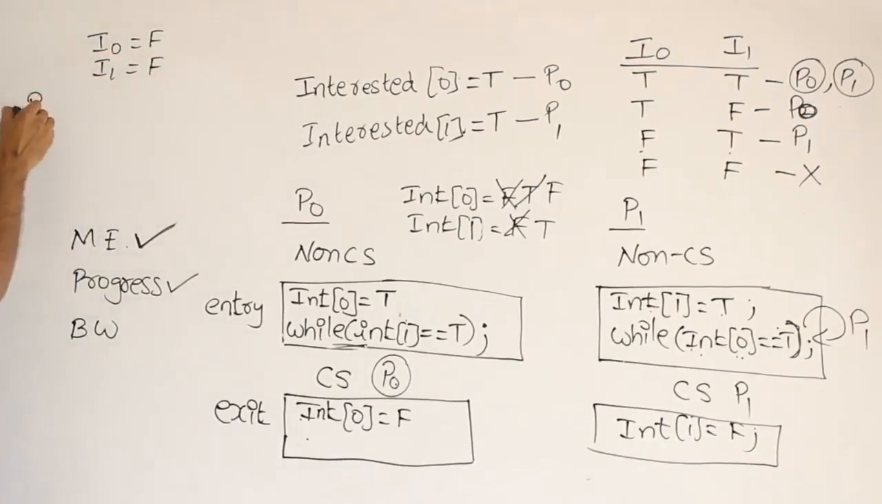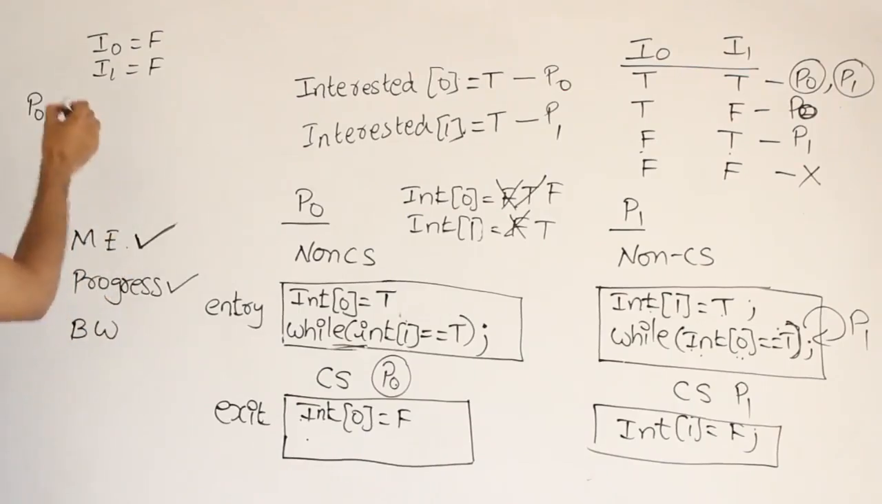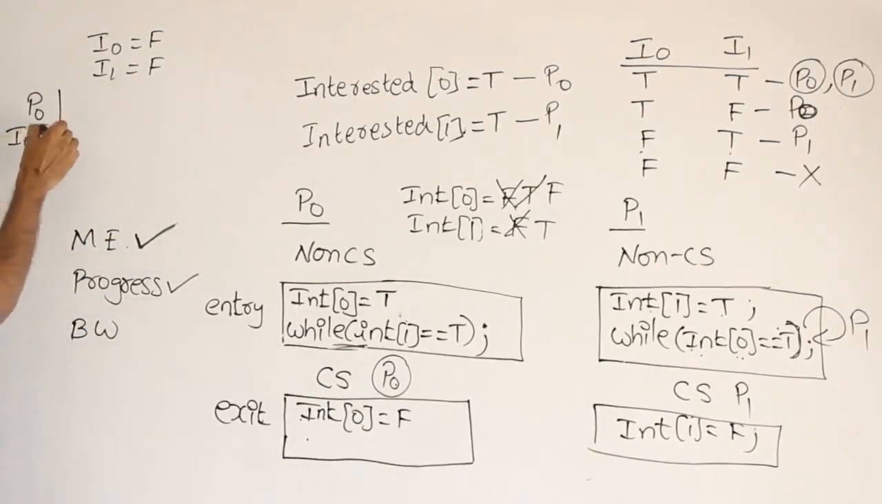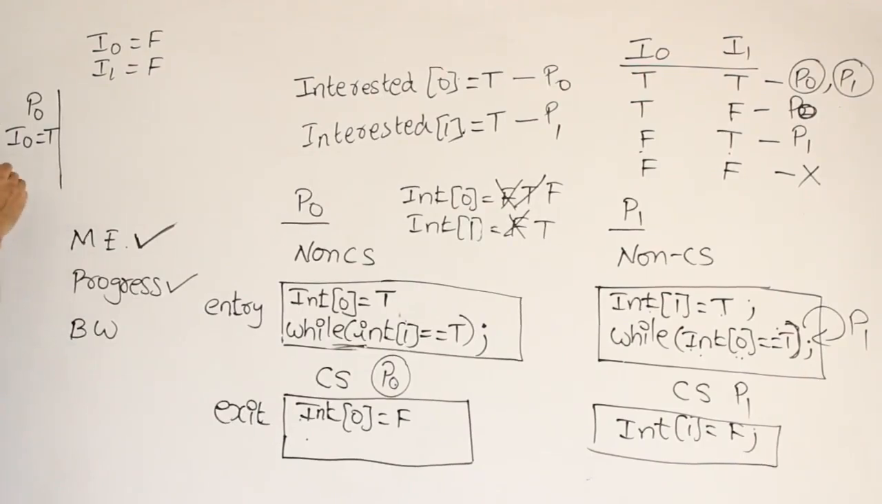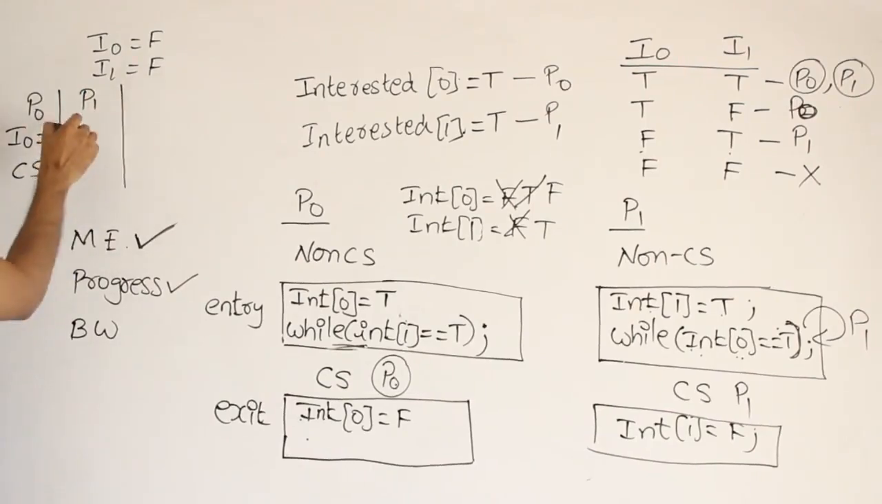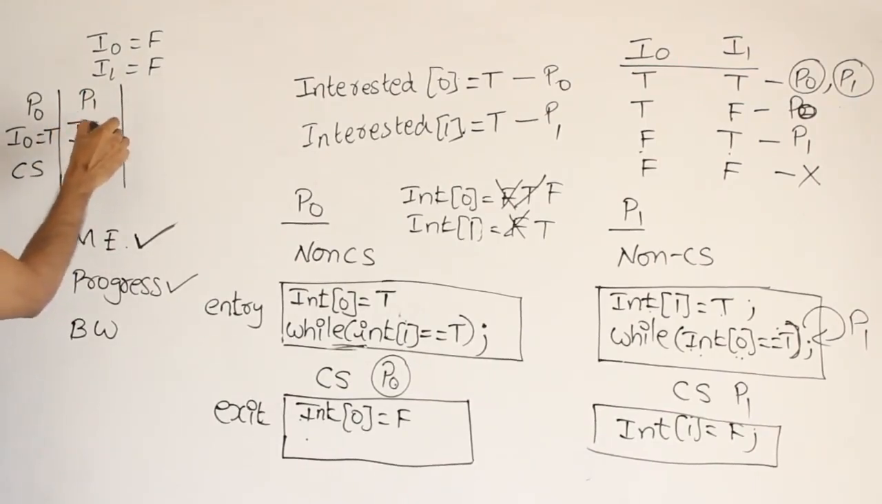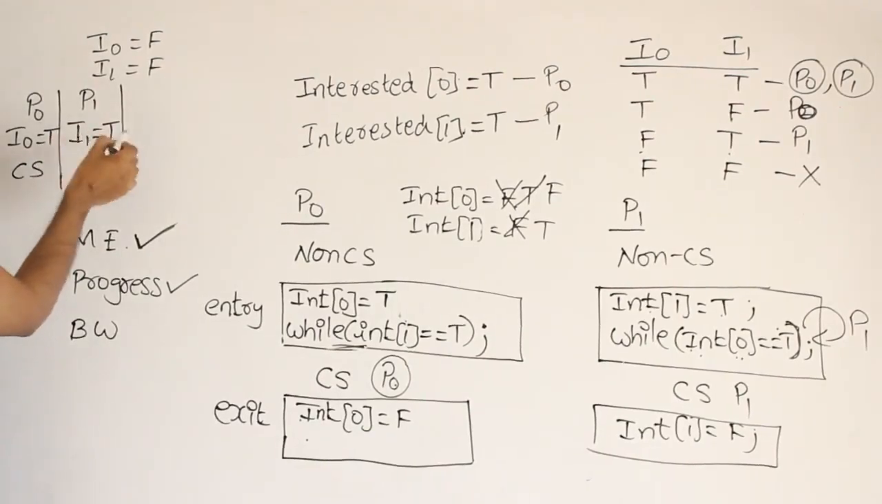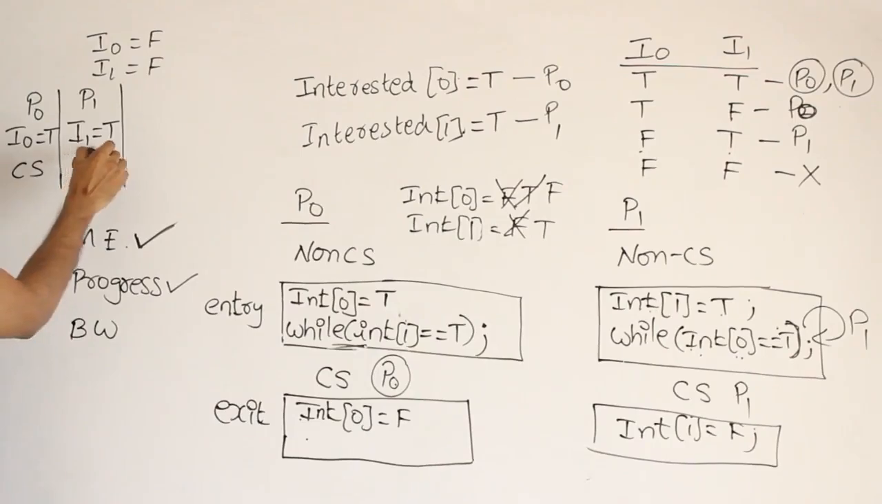And P0 wants to enter the critical section, and therefore P0 will make I0 equal to true, right? Then it will enter the critical section, and it is there in the critical section. At that point P1 wants to enter the critical section, therefore it made I1 equal to true, right? Then what happens? When it made I1 equal to true, it will get stuck in the while loop. The reason is the other one is still interested.